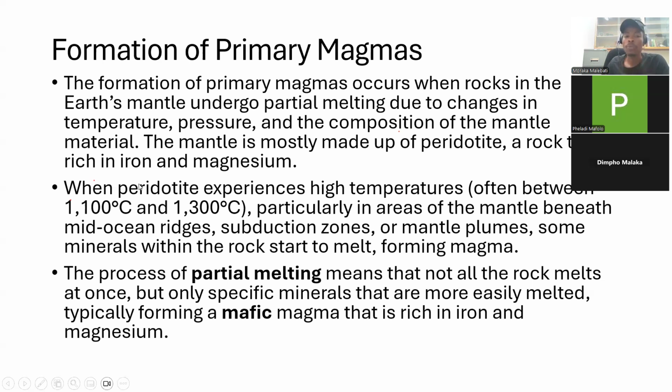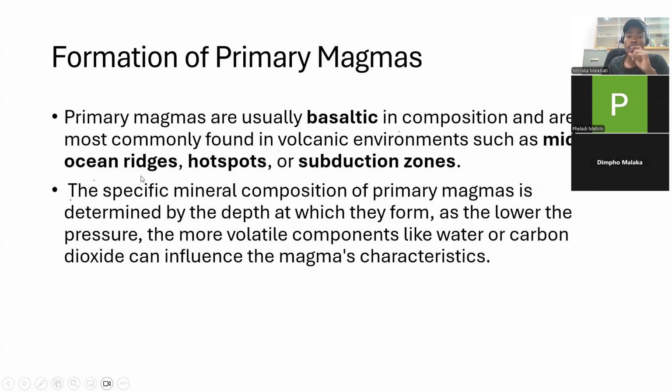Before evolution, it would give us the primary magma. Okay, that's why we say when peridotite experiences high temperatures, particularly in areas of the mantle beneath the mid-oceanic ridges, subduction zones or mantle plumes, some of the minerals within the rock start to melt, forming a magma, especially the low temperature minerals. Partial melting is when you are melting just a small portion of that rock, all right? You're not melting the entire rock, but only a small portion. So basically, that's how the primary magmas form.